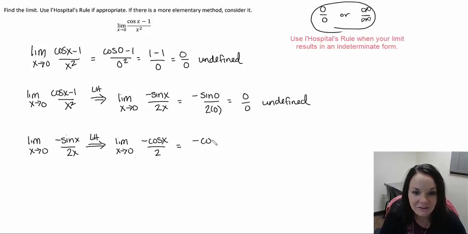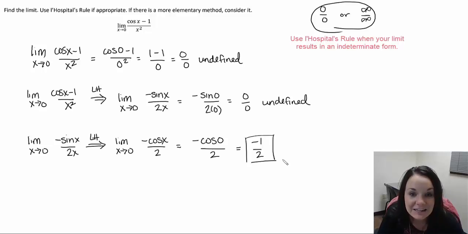So I end up getting negative cosine of 0 over 2, which ends up being negative 1 over 2, or negative 1/2. And that there is my answer, negative 1/2. So we had to do L'Hopital's rule twice in order to get to this limit, but that is what we do if we have a limit that's undefined.